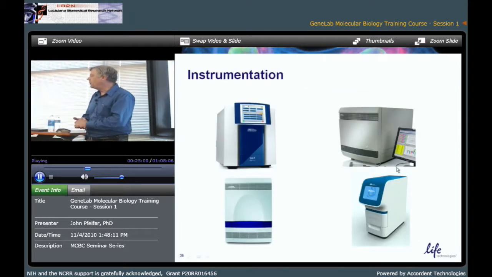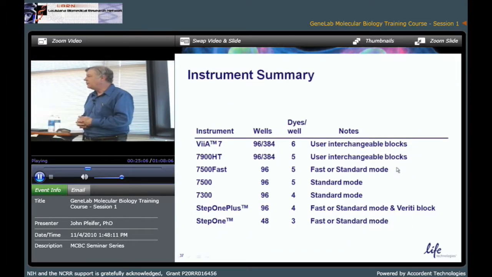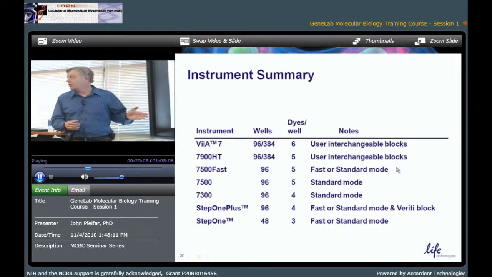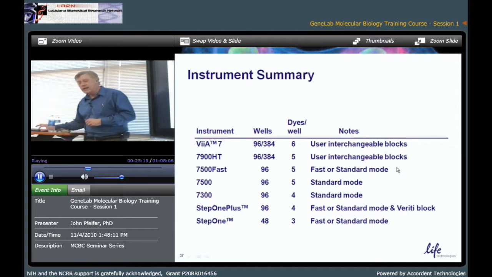Now I'd like to switch gears from chemistry to instrumentation. Over the years, we've had many different models of real-time machines. Here are some of our current models. I don't want to go into a lot of detail, but I'll choose two from this list to go into a little more depth.